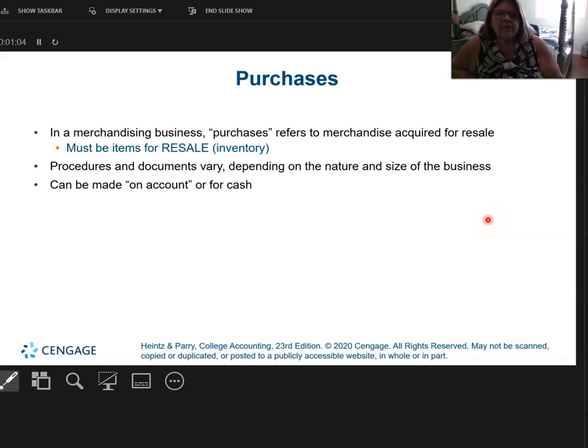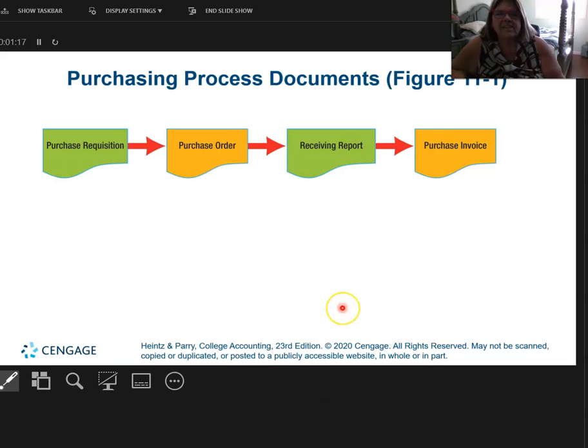When I buy something, I'm usually buying it for resale, and I need to have certain documents. And I can either buy on account or for cash. So either I'm going to pay them later or I'm going to pay them now. And here's kind of the processing.